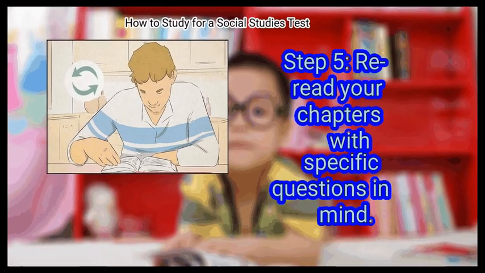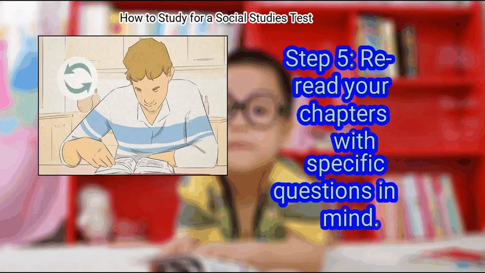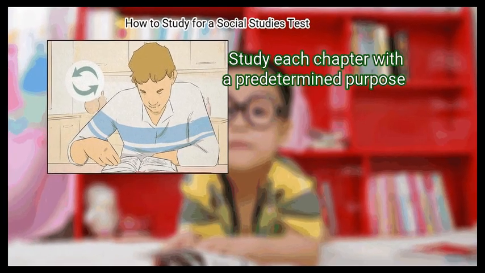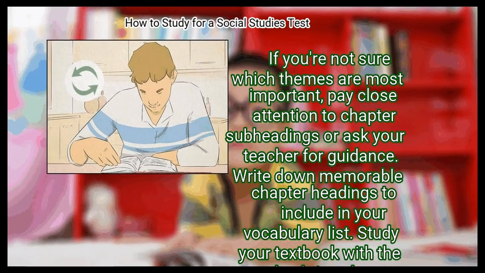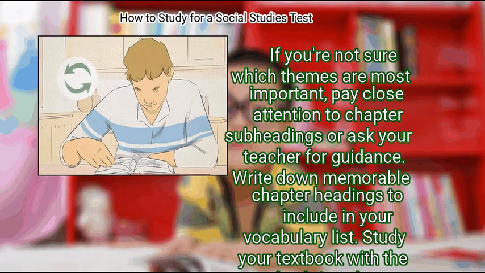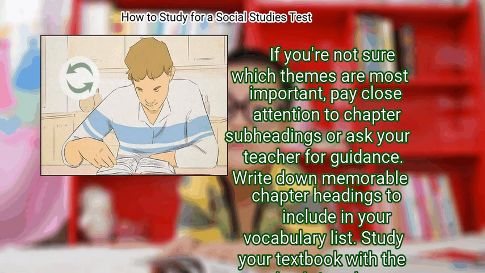Step 5. Reread your chapters with specific questions in mind. Study each chapter with a predetermined purpose. Think about major themes, figures, or events you studied this term and keep an eye out for them as you skim the chapter. If you're not sure which themes are most important, pay close attention to chapter subheadings or ask your teacher for guidance. Write down memorable chapter headings to include in your vocabulary list. Study your textbook with the goal to bring chapter themes together instead of reading in chronological order.